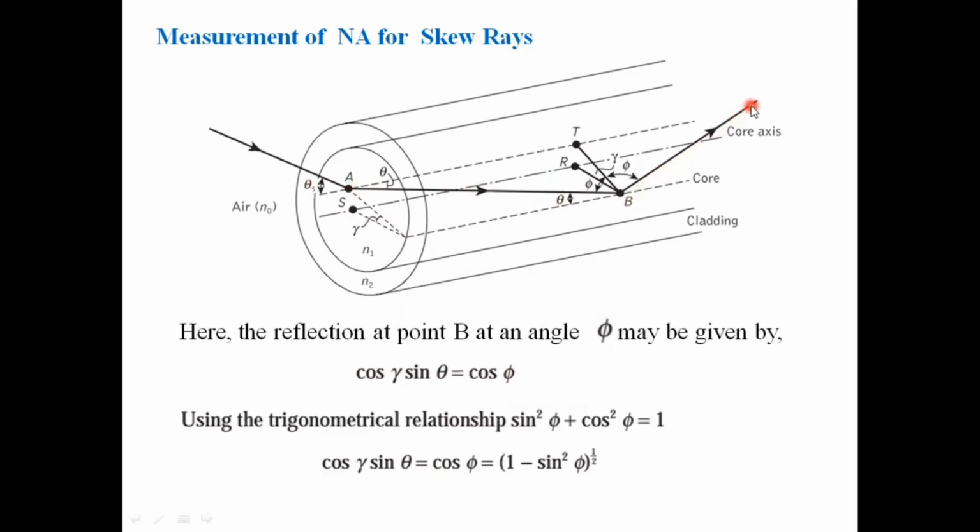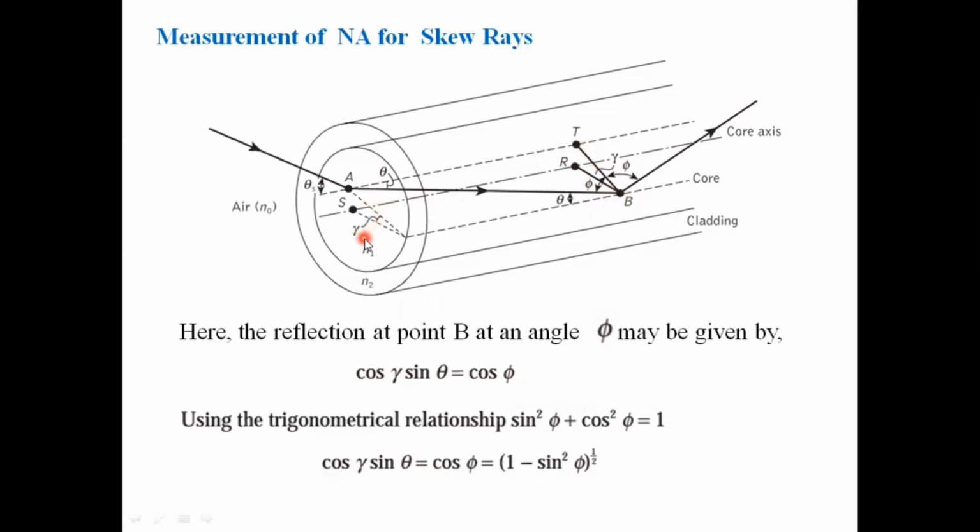From there, it's getting reflected back to the same media, to the top surface of the core medium. So here, multiple reflection is taking place, which is known as 2 gamma angle, where gamma is nothing but the angle between the radius from the center axis of the core and the ray projection from the T point.